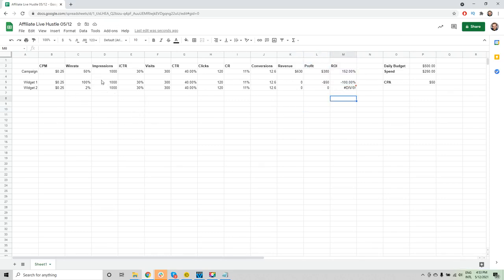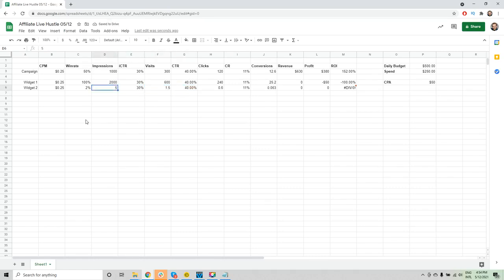So what happens right now is we have the same bid on two different widgets, and two different win rates. All right, so the impressions are not going to be the same. Most likely you will get more here, so like 2,000 here and only 5 here or something like that.